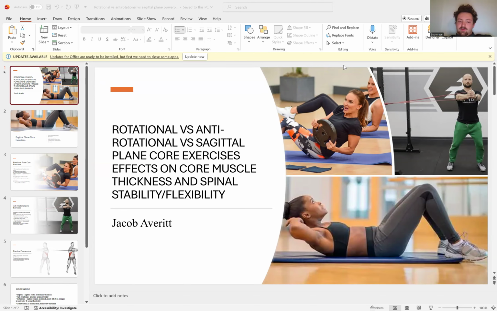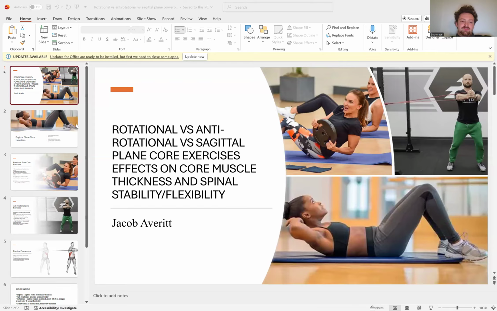This is my biomechanics final presentation. I've been sick all week, so if I sound a little funky, please bear with me. But jumping right in, my presentation is over rotational versus anti-rotational versus sagittal plane core exercises and their effects on core muscle thickness, spinal stability, and spinal flexibility.